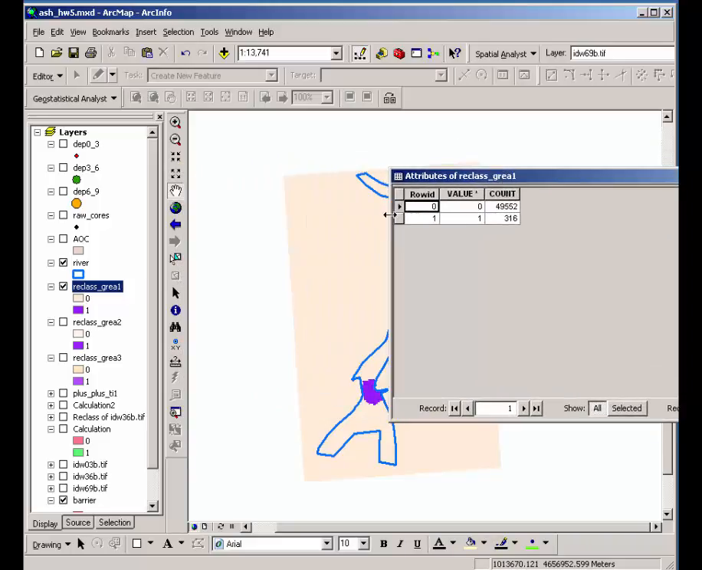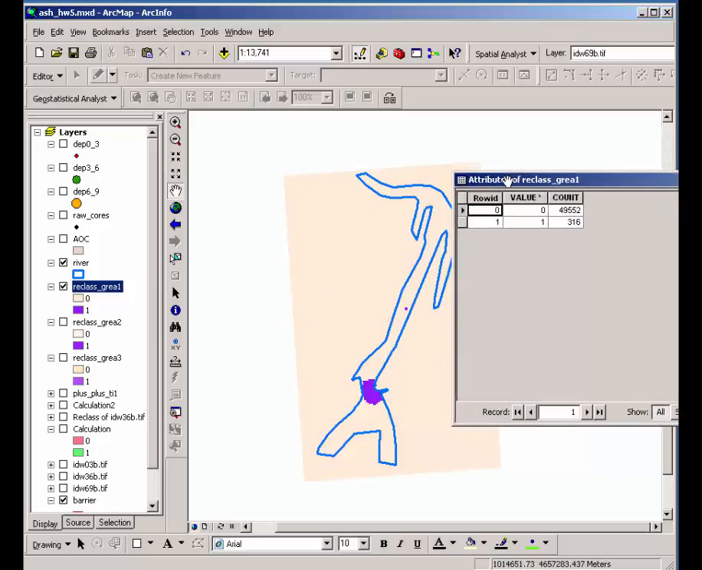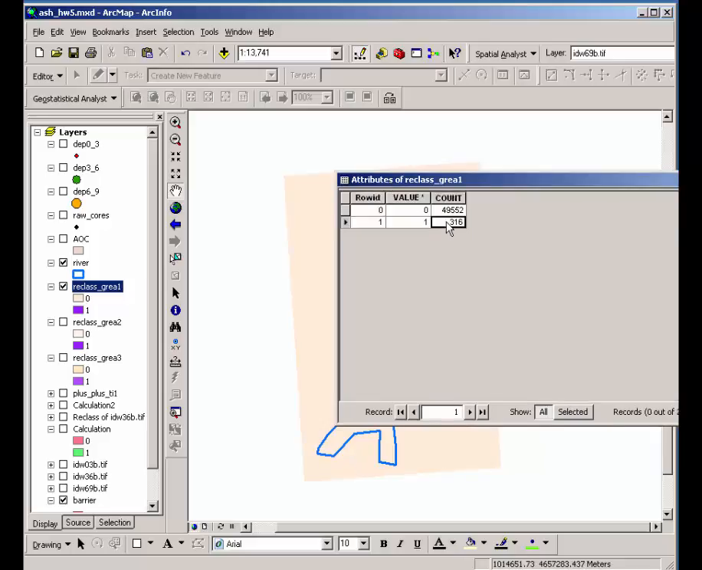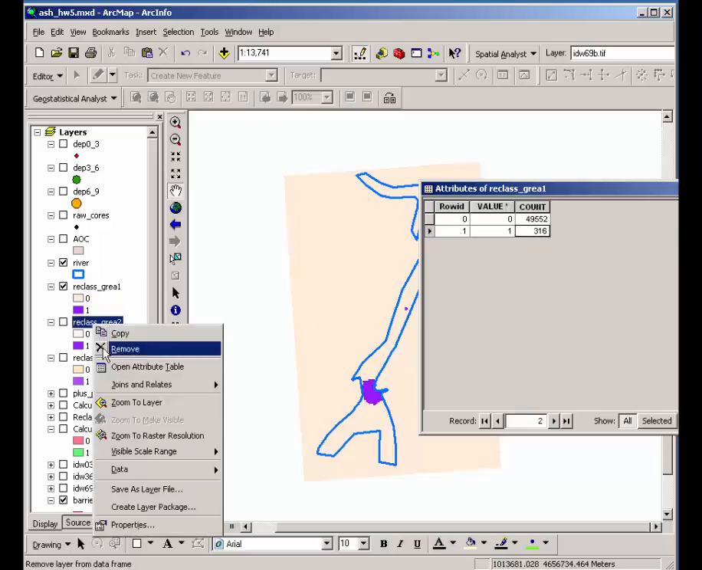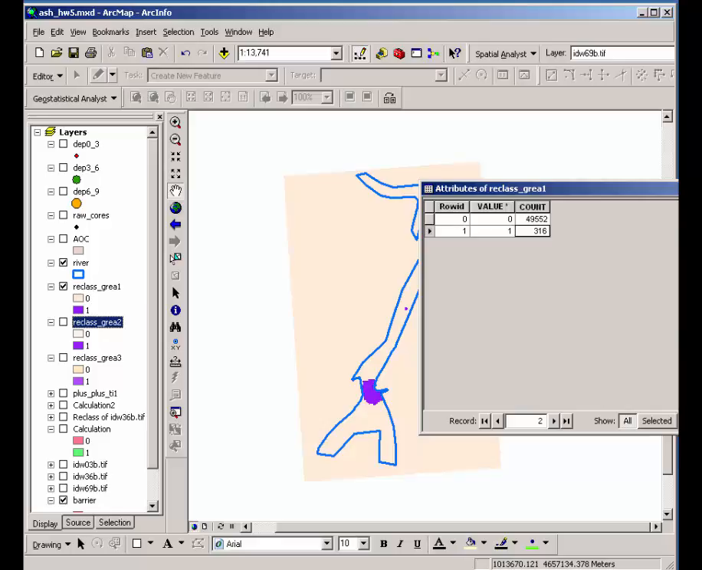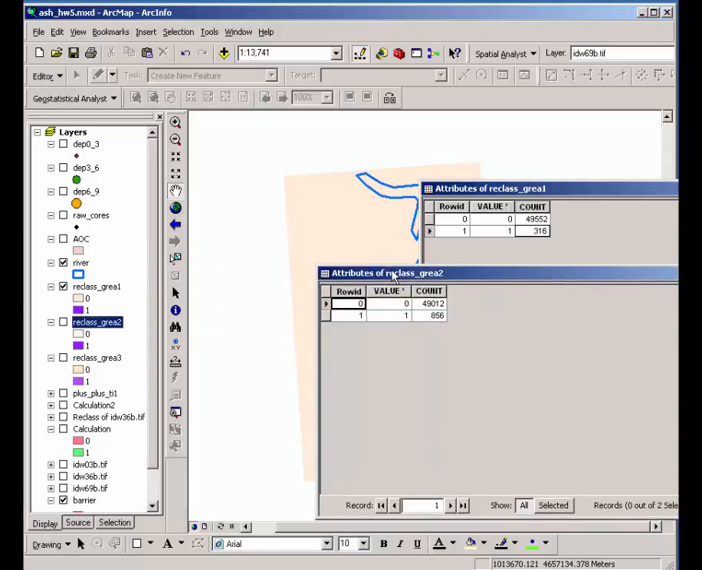Now be aware that this table, because of this big square out here, has more cells than are inside your river. But what it does have is the cells that are contaminated. So for this first layer, for me, I have 316 cells, or 316 pixels. I can turn on the next 2 layers and see the same kind of information. So my second layer has 856 cells of contaminated.